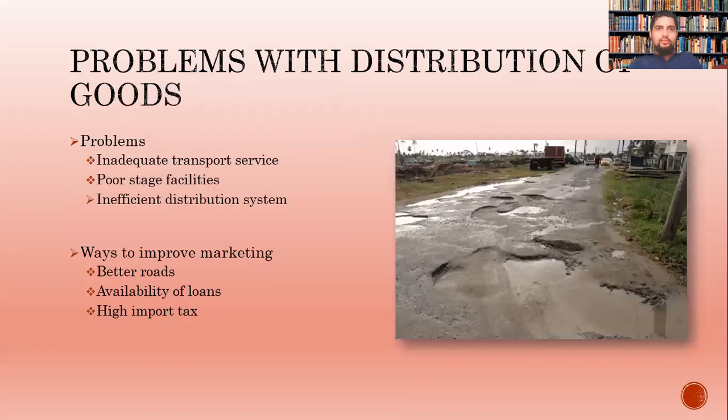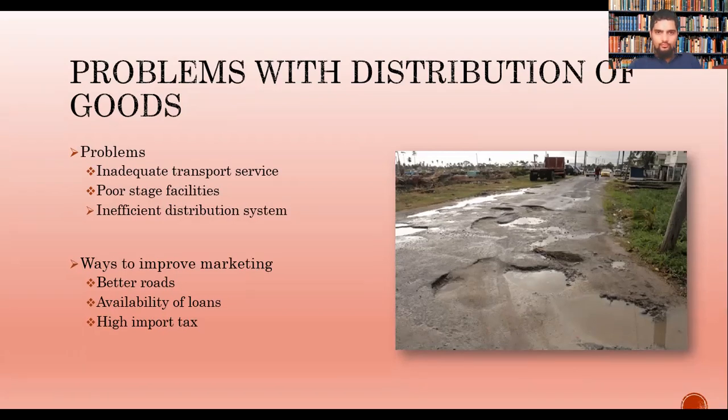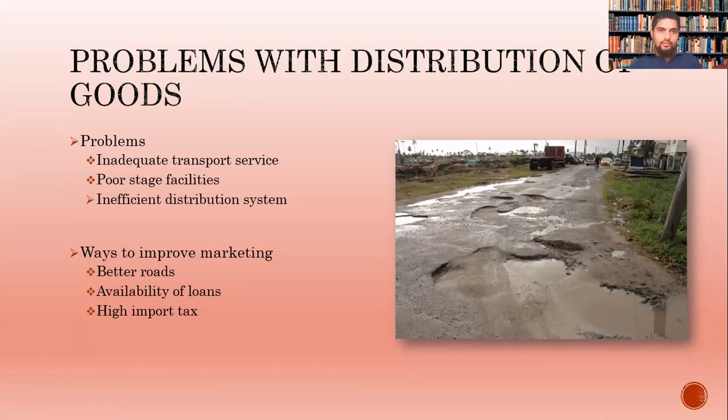And finally, what we will be looking at here is problems of the distribution of goods. Some of the problems that may be encountered by farmers will be inadequate transport service. Perhaps the roadway is very bad, so it will be very expensive or difficult for the producers to transport the goods so that it reaches the consumers.